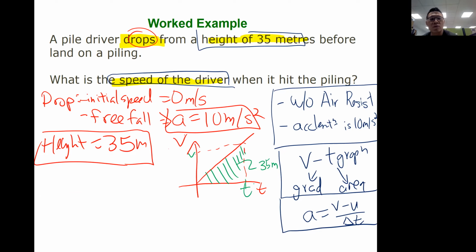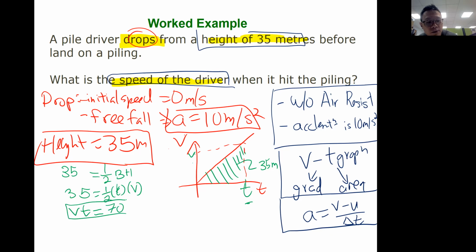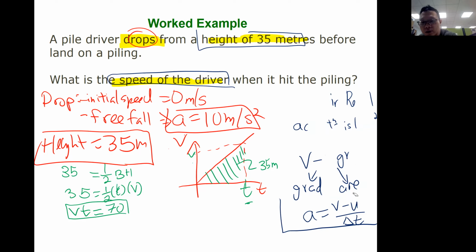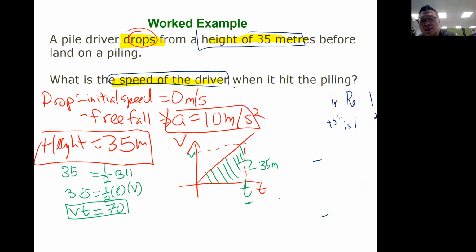So what do I do now? With these two pieces of information, I know that the area under the graph is 35 meters, which is half base times height. The base is the time taken, the height is the velocity. So this is 35. If you rearrange the equation, the first equation you will see is Vt is 70. Now we move on to the other part of the question. With this equation, you still can't solve anything yet, but there is other information hidden behind.